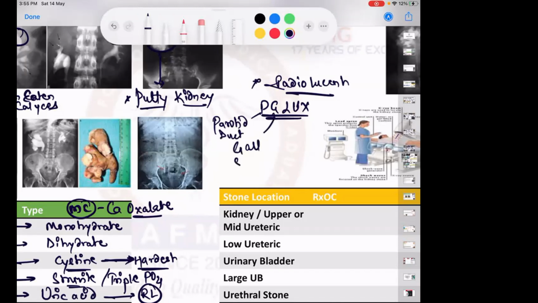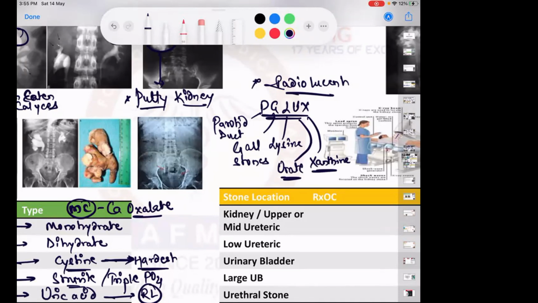G goes for the gall stones. L goes for the lysine stones. U goes for the urate or uric acid stones. And X goes for the xanthine stones. So please remember which two renal stones are radiolucent. It is the urate or uric acid stones, and second is the xanthine stones.